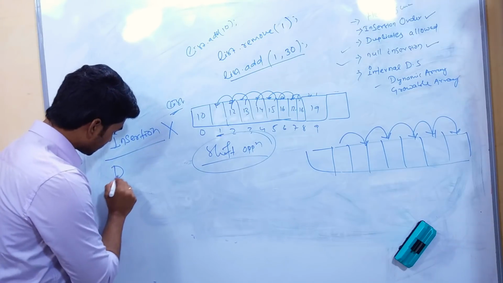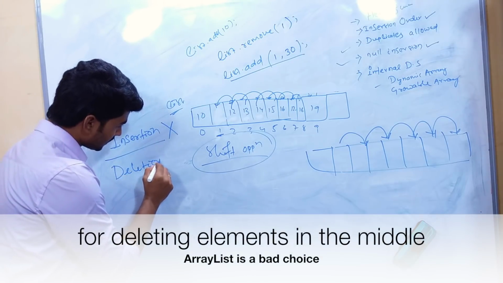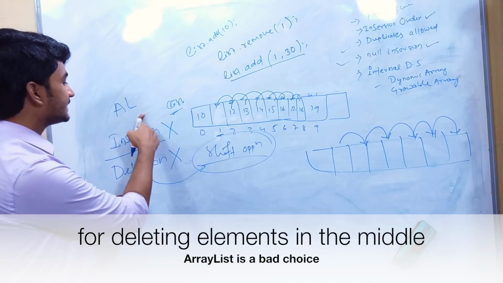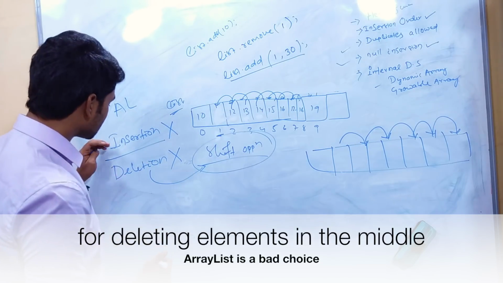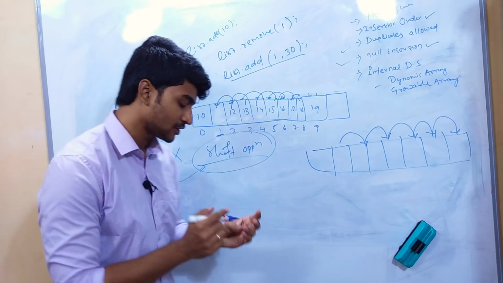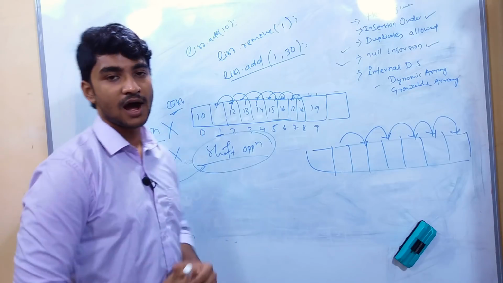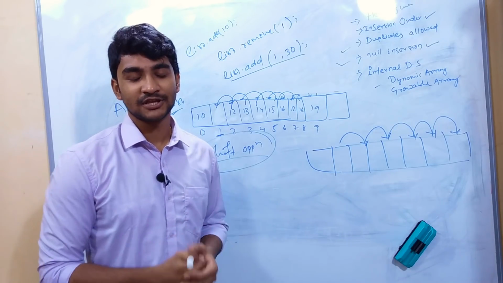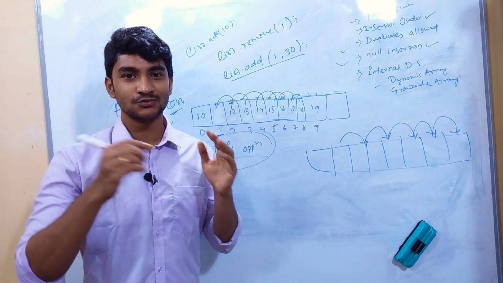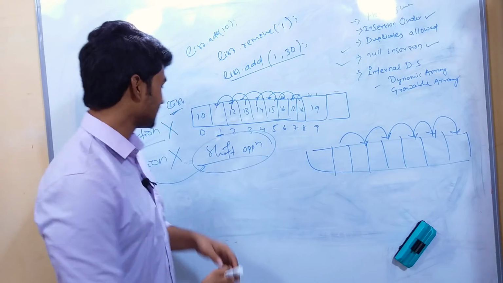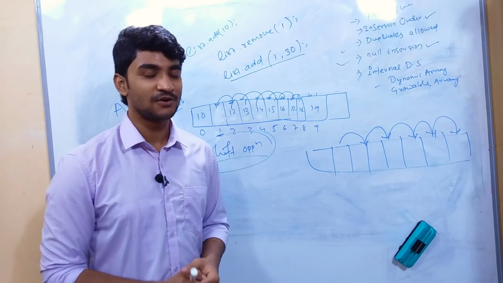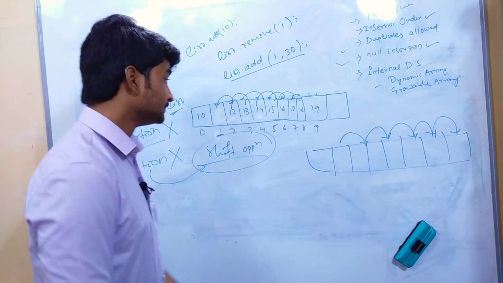So for deletion also, the shift operation is happening, and so for deletion also, the array list is a bad choice. So for insertion and deletion operations, if this is your frequent requirement in your project, you shouldn't go for array list. Then you might be thinking, so when are we going to use it? You bored me for the last 1 hour, and now you're saying don't use array list. So when am I going to use it? So let's talk about when we are going to use it.